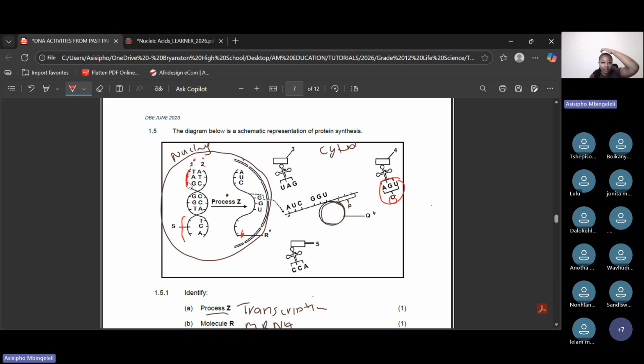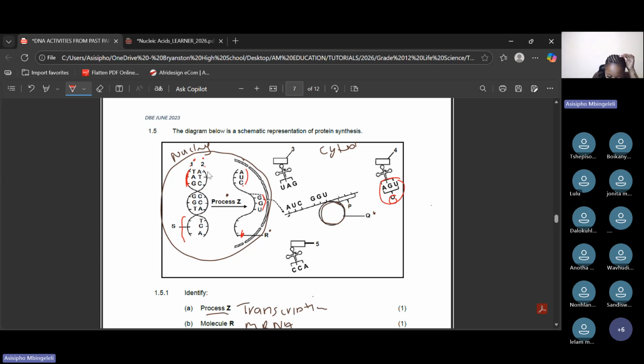How do we figure this out? So remember, they're asking us which strand was used to form molecule R. We can either use this part as a guideline or this part as a guideline. So if we are using the bases here, A, U, C, we need to check which bases from these strands would be complemented by A, U, C.